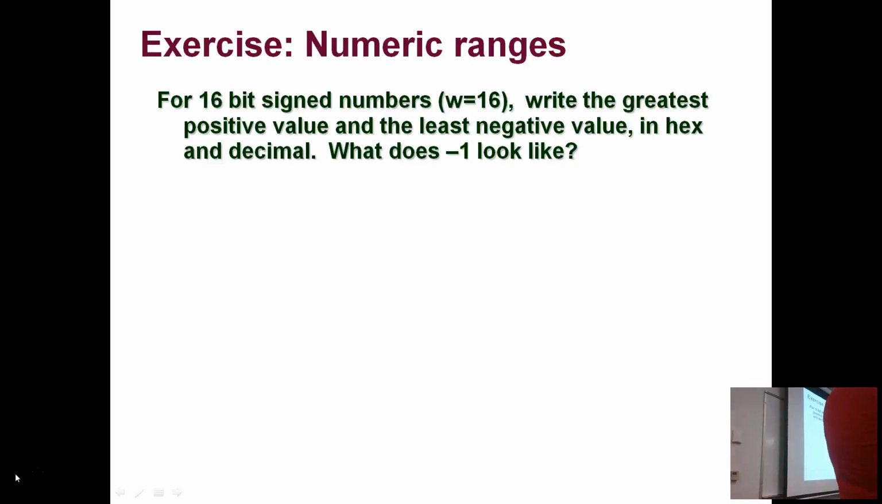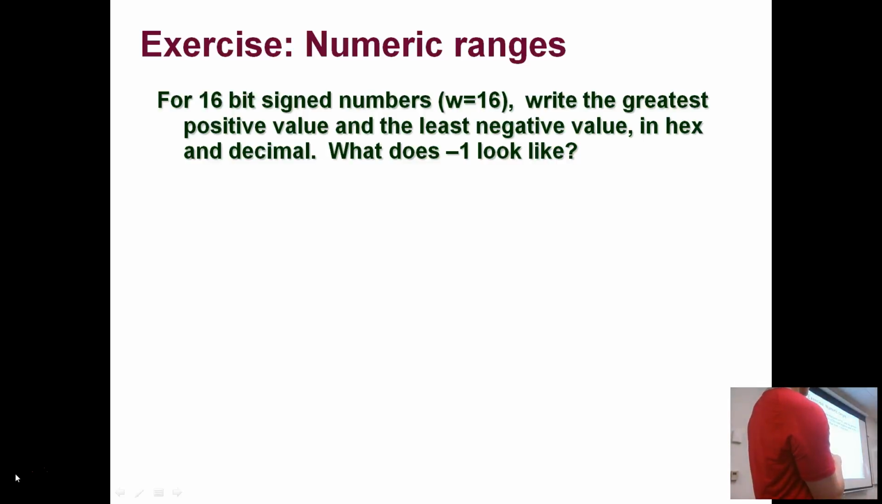All right, so numeric ranges. For a 16-bit signed number, so W is 16 now, write the greatest positive value and the least negative value in hexadecimal, and just do it in hexadecimal first, and then I'll talk about decimal. And then what does -1 look like in this format? This is something you might want to collaborate on if you talk about this one. This is not as simple as the previous one.